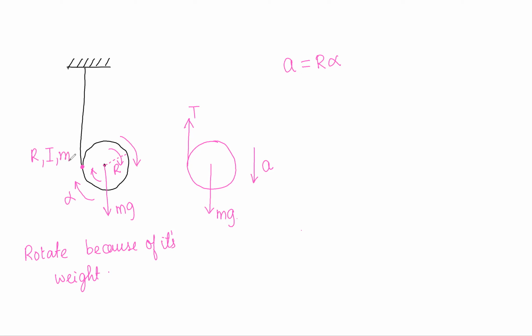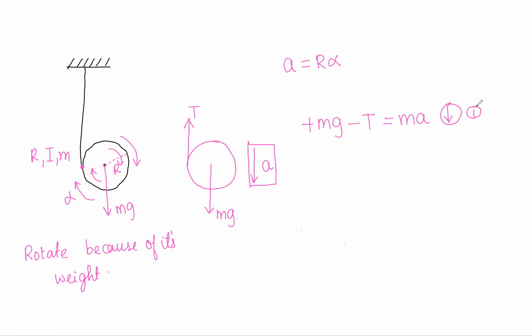Now you can write two equations. One equation will be for the vertical motion of the wheel. तो तुम क्या लिखोगे? Plus mg minus t. Why have we written plus? Same direction. Why have we written minus? Opposite direction. Is equal to ma. That is for the vertical motion, and that's your first equation.